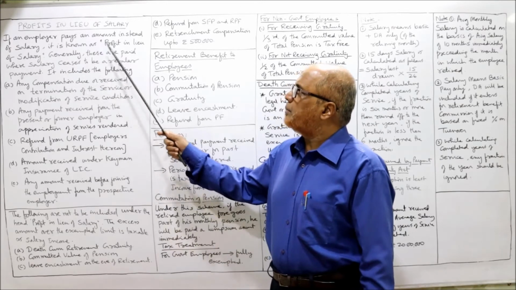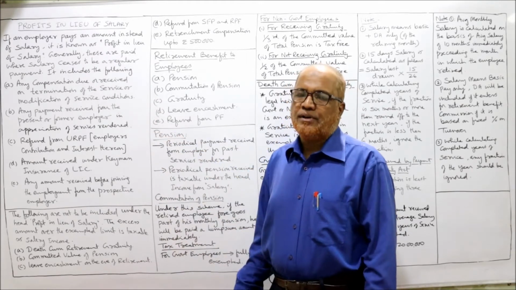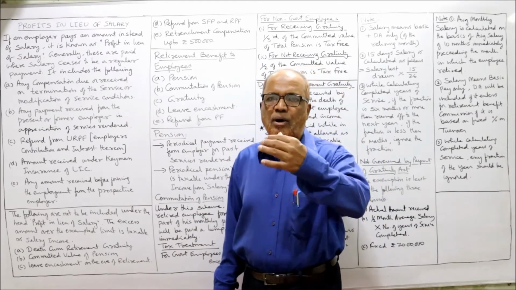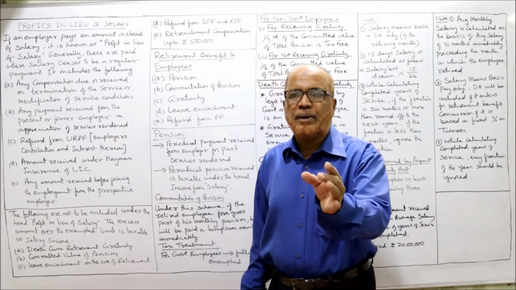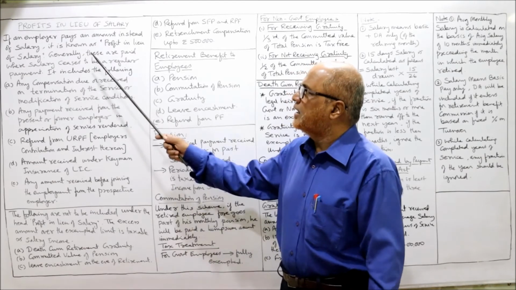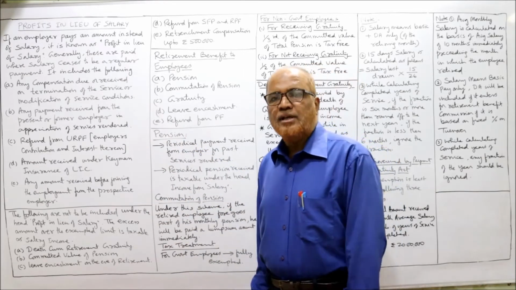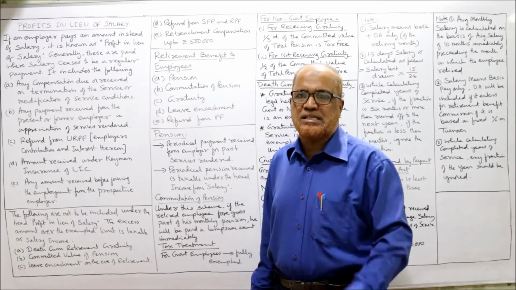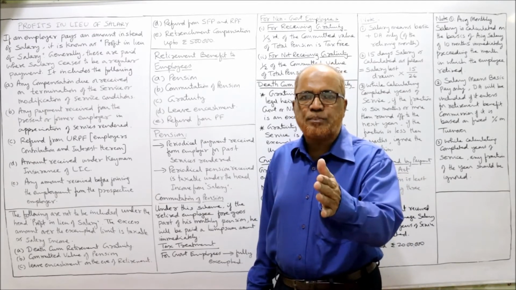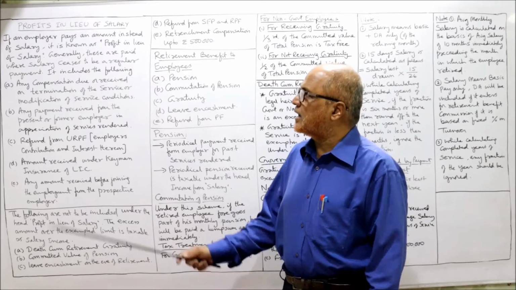So if an employer pays an amount to the employee in place of salary, not salary but an amount in place of salary, it is known as profit in lieu of salary. Generally, profit in lieu of salary will be paid when salary ceases to exist. When salary is stopped, then only profit in lieu of salary will be paid.